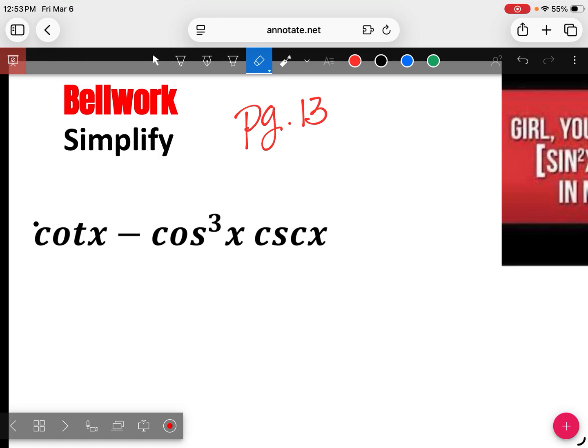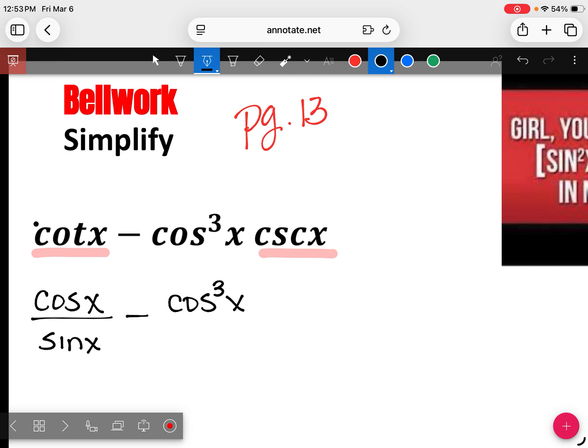What are we going to do first? Any ideas? Let's discuss this. I like that. Does everybody hear what Miles said? You always want to see if you can change something to be in terms of cosine and sine. So he made a very good point that cotangent is the same as cosine divided by sine minus cosine cubed times 1 over sine.